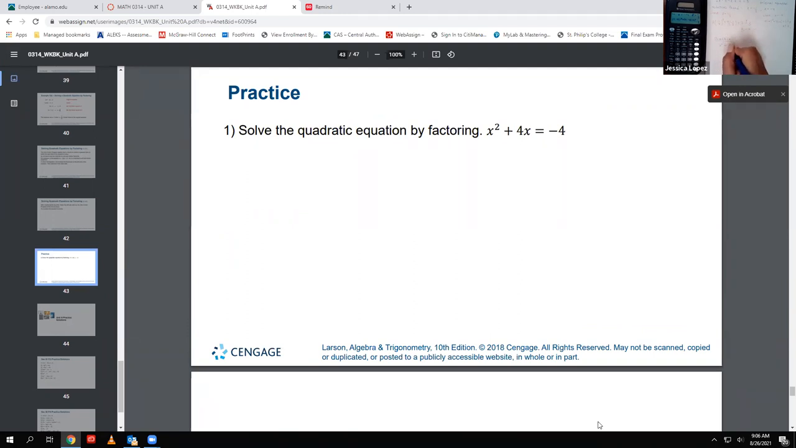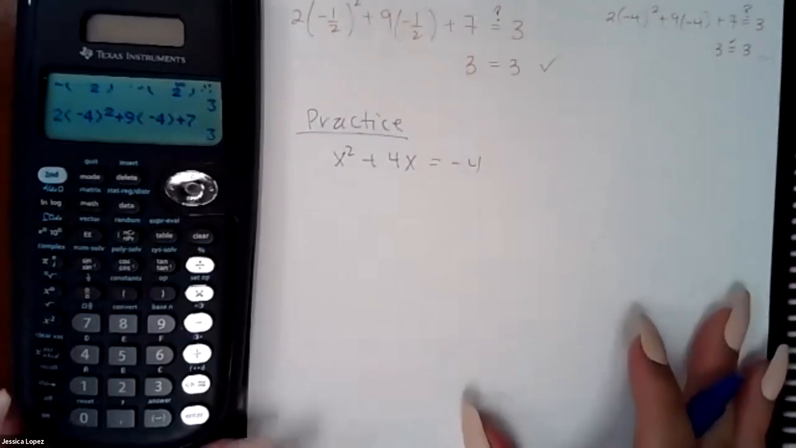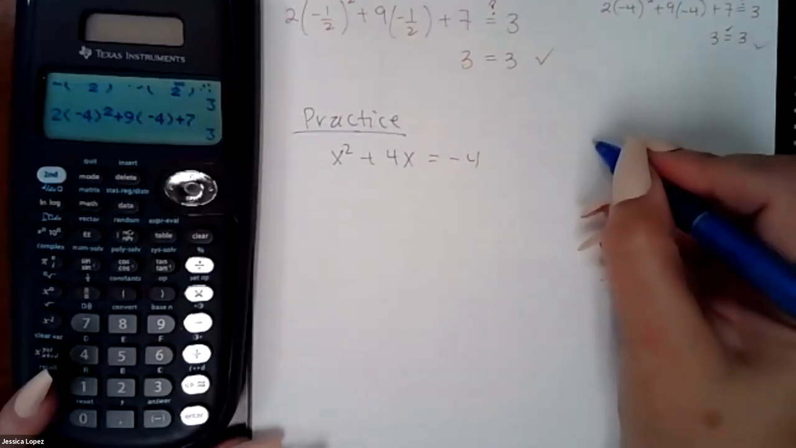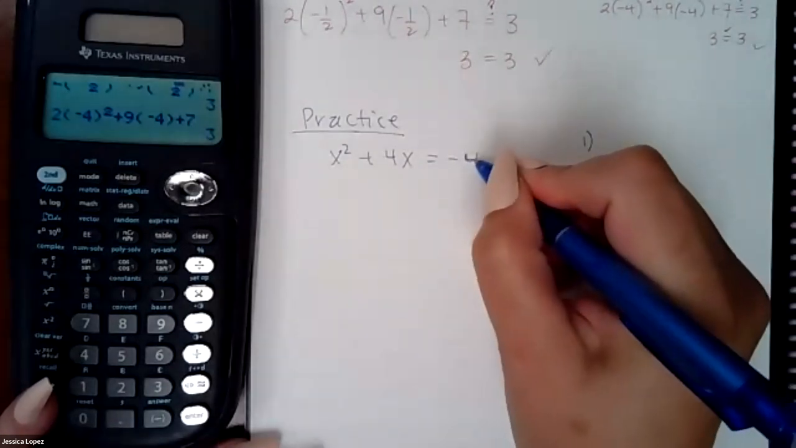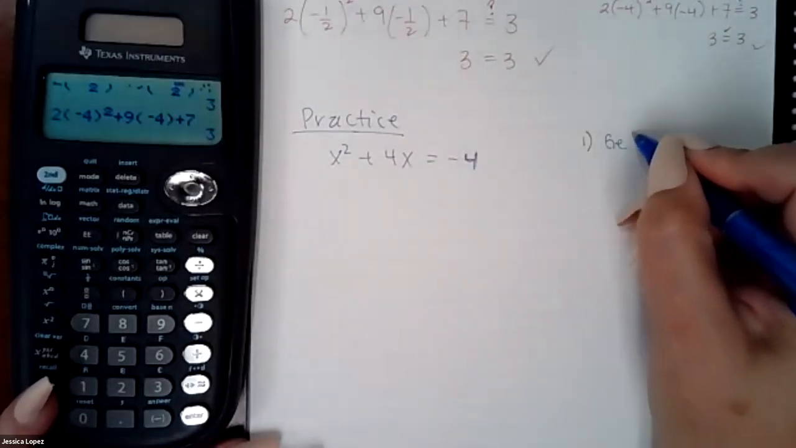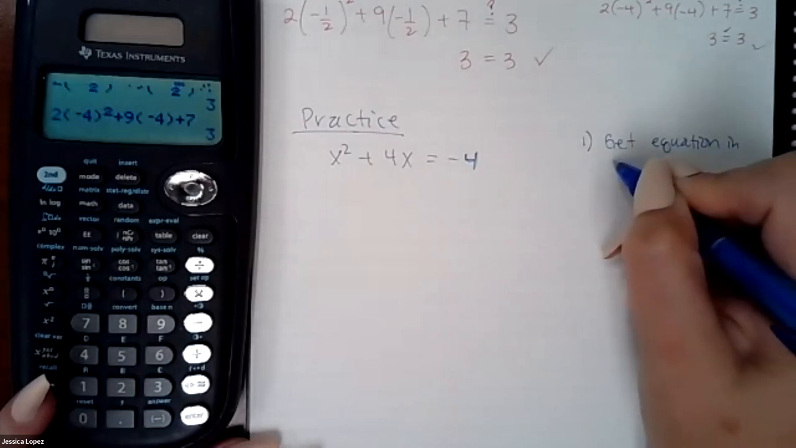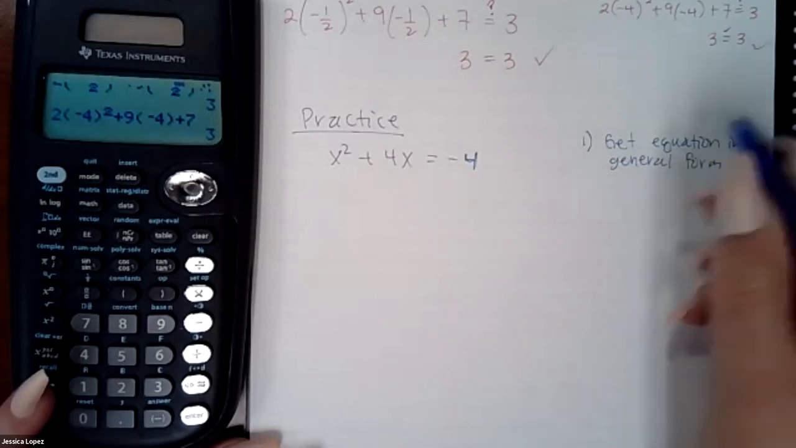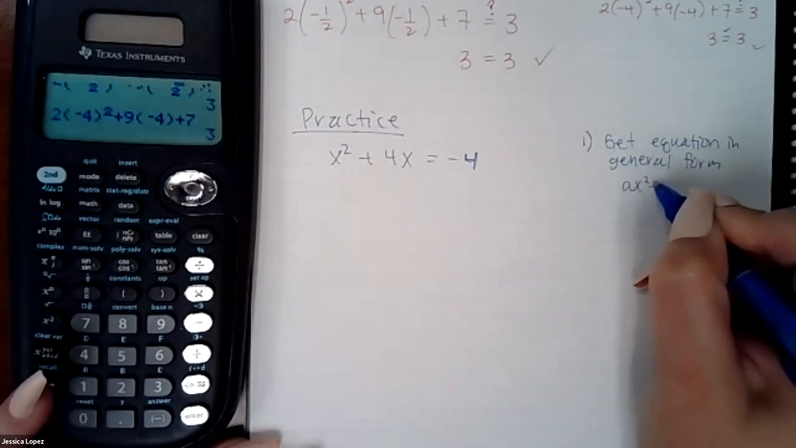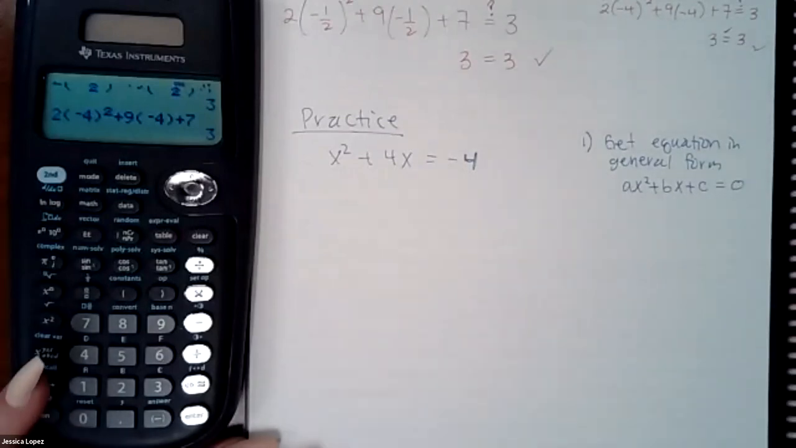x squared plus 4x equal to negative 4. So I'm going to show you the steps. So step one is get equation in what they call general form. And that's where it looks like this. Sometimes people say standard form. It's the same thing, okay?